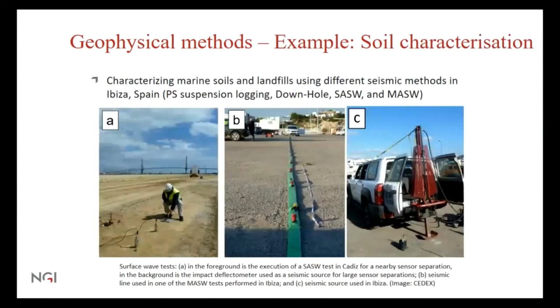In this example, they were characterizing marine soils and landfill using different seismic methods in Ibiza, Spain. The figure shows different tests, basically from different angles. The first figure is the execution of the test. Then we have the seismic line used. And the last one is the seismic source used in Ibiza.